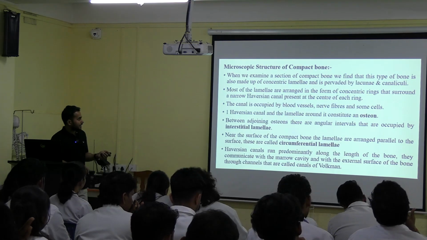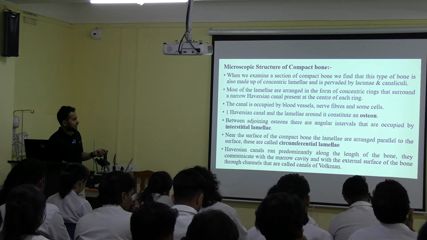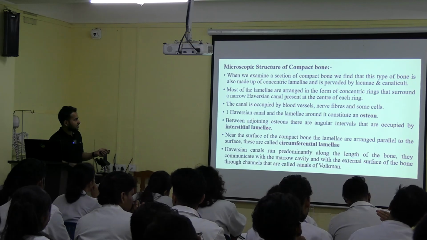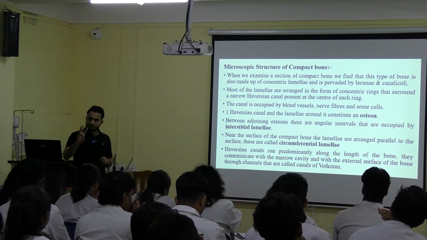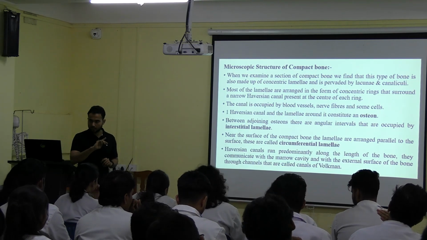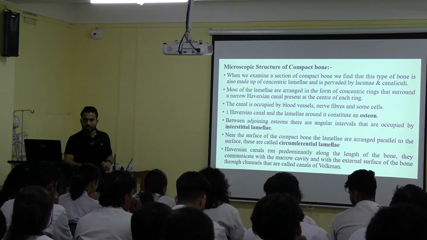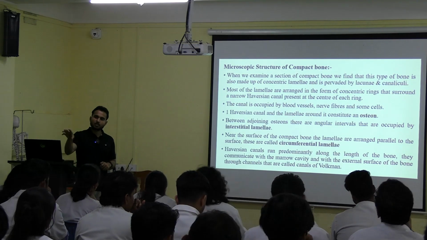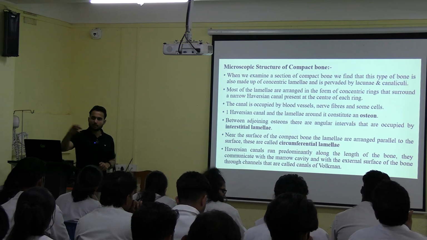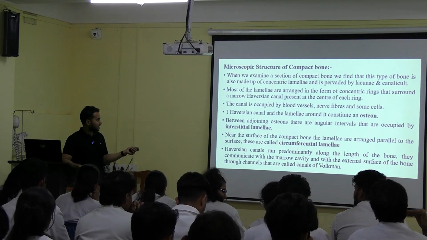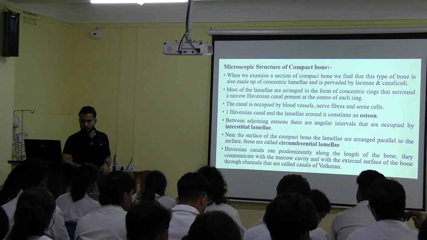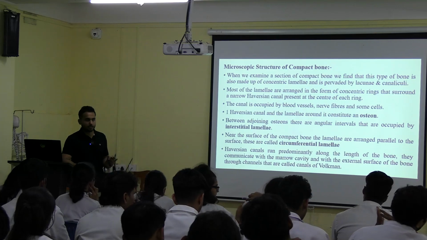Okay. Next, between the adjoining osteons there are angular intervals, and these are called interstitial lamellae. So three types of lamellae are there in the compact bone. First we have seen the concentric lamellae, and I have shown you. Now suppose there is one concentric lamella and another concentric lamella; the lamella between the two is called interstitial lamellae.